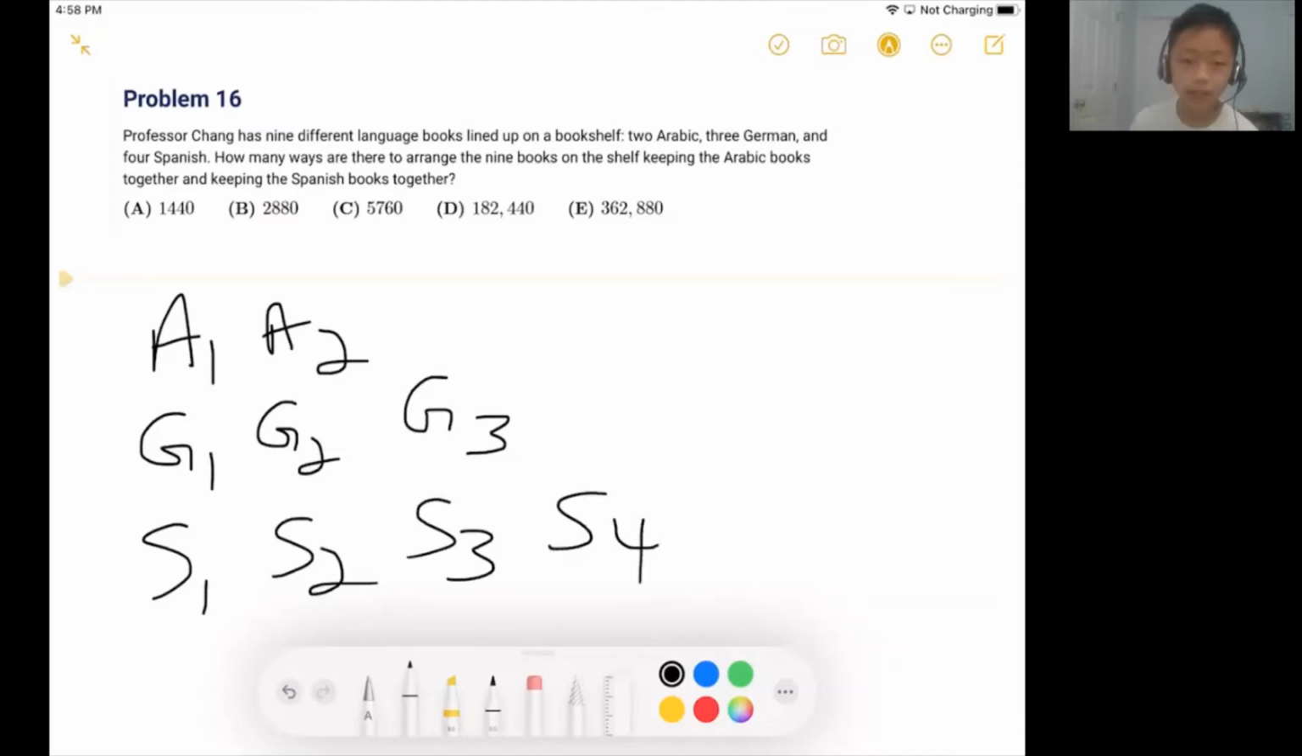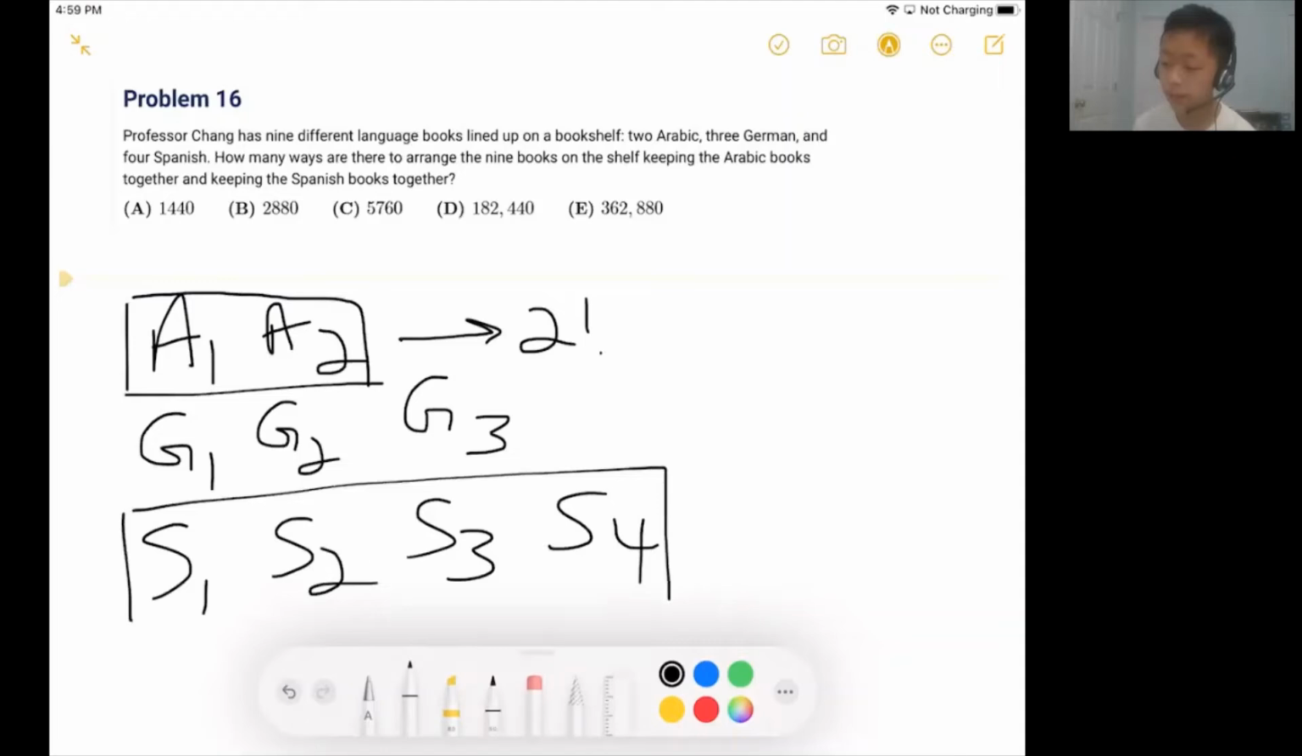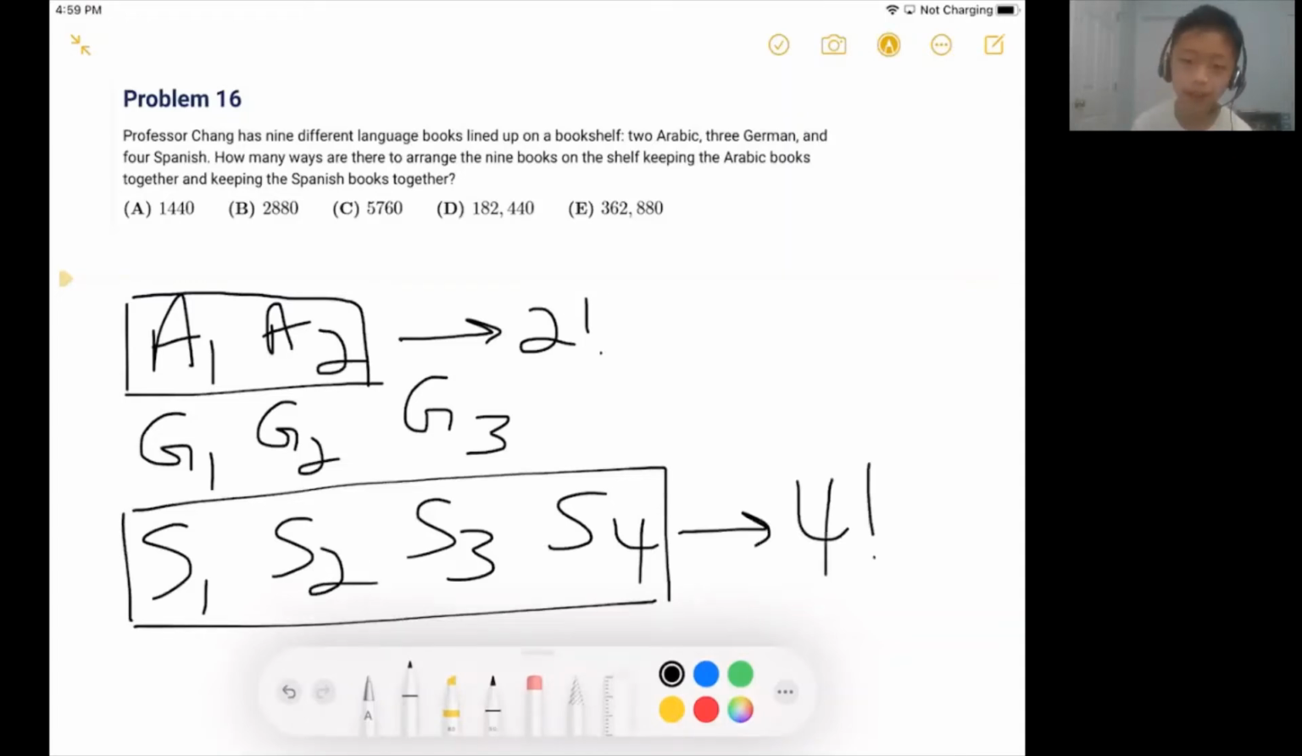So notice that we want to keep the Arabic books together. You can think about it as keeping these 2 together. You can combine these 2 books together and pretend it's one book. Pretend you put these 2 books in a box or something, and we're working with that instead. So notice that there are 2 factorial ways to arrange the 2 Arabic books, right? And for the 4 Spanish books, there are 4 factorial ways to arrange the Spanish books.